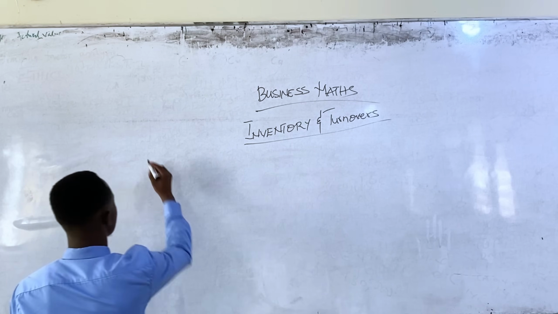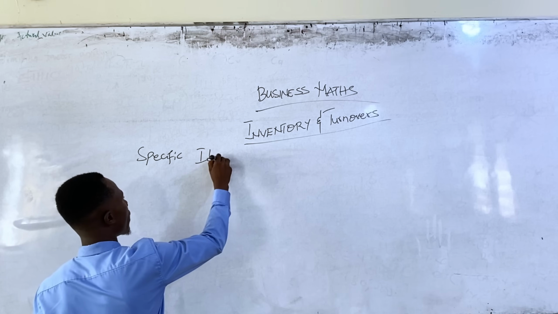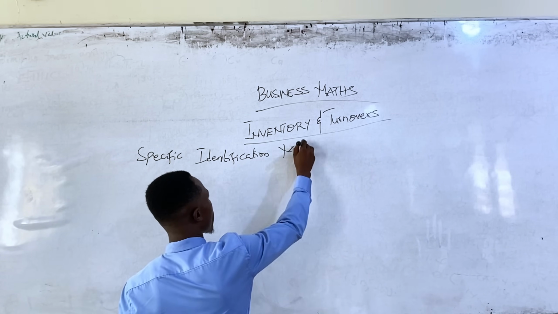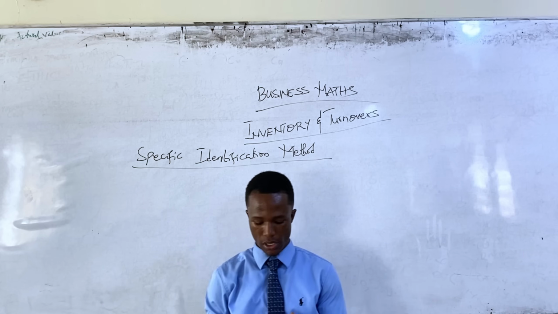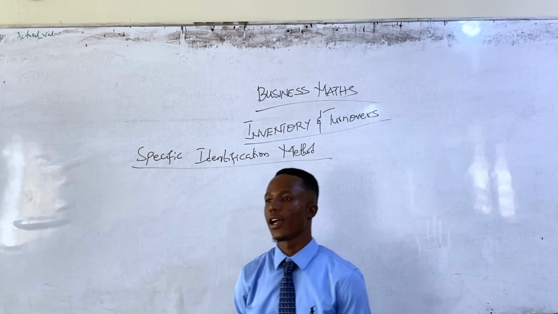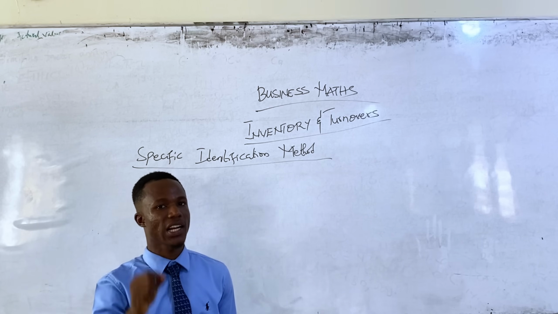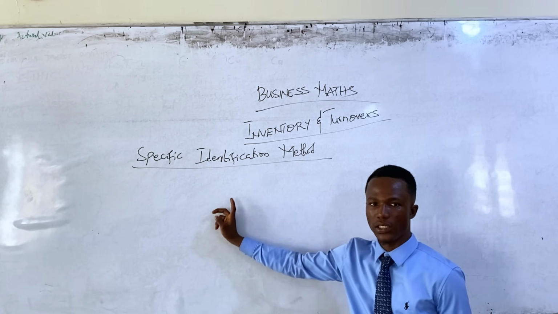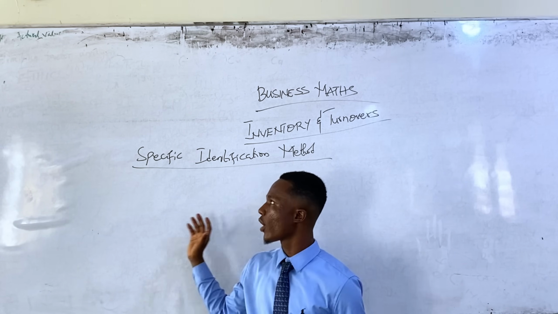So we are starting with the specific identification method. With the specific identification method, we are talking about some products that have letters allocated to them, and each letter comes with a particular number, right? That is why we are saying specific identification. They have been labeled with certain specifics, right? So we are going to look at it.